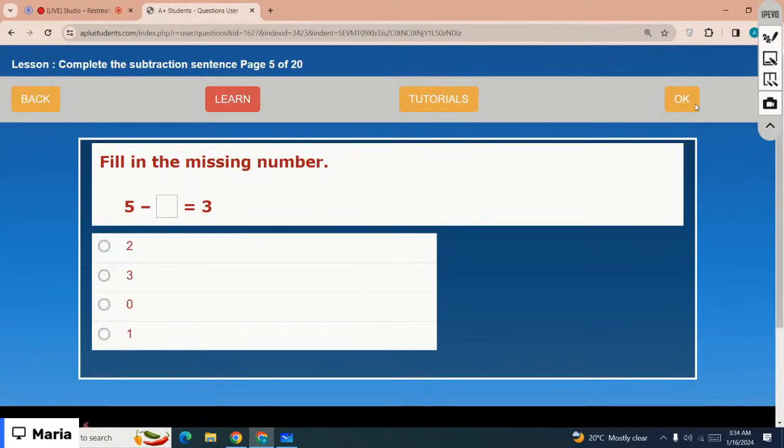The next one is fill in the missing number. 5 take away missing number equals 3, which is the correct option? Yes, the correct option is 5 take away 2 equals 3. The correct option is 2. Got it?